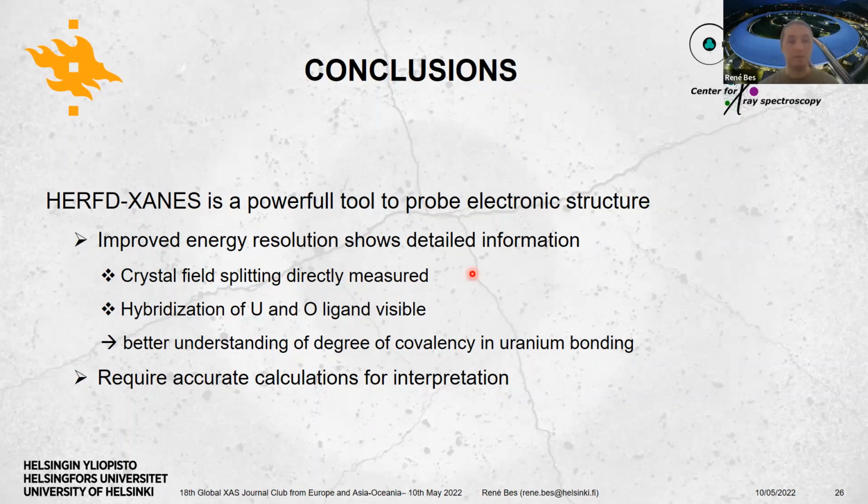The problem is that to understand this new data, it requires accurate calculations for the interpretation. And so maybe we are getting towards the limits of the actual codes, and we need to get to more complex theory behind in order to reproduce all the features which are visible.